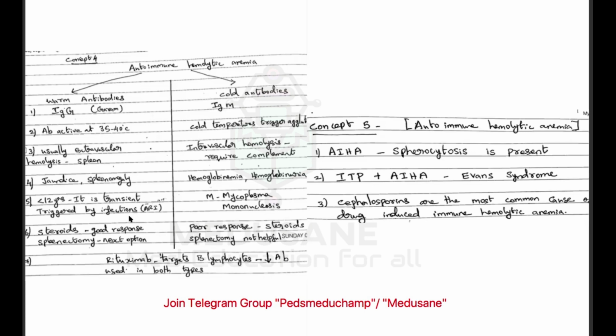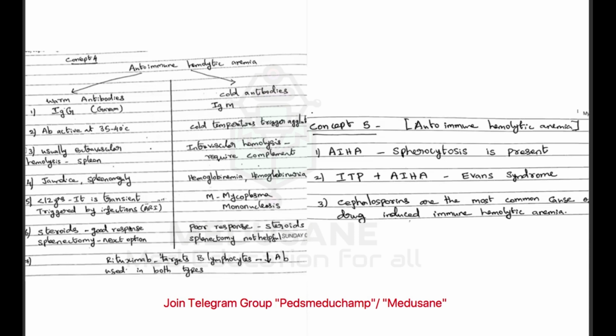So what causes the warm hemolytic anemia? Some respiratory infections. Similarly, for IgM, remember M for mycoplasma, M for mononucleosis. So mycoplasma infection is going to trigger the cold antibodies. Similarly, Epstein-Barr virus induced mononucleosis can cause cold antibodies. And regarding the treatment, there is a very good response with steroids for warm hemolytic anemia. Here, for cold, it's going to be a poor response to steroids.